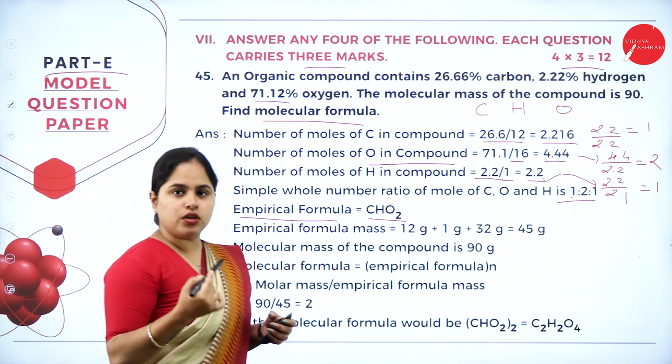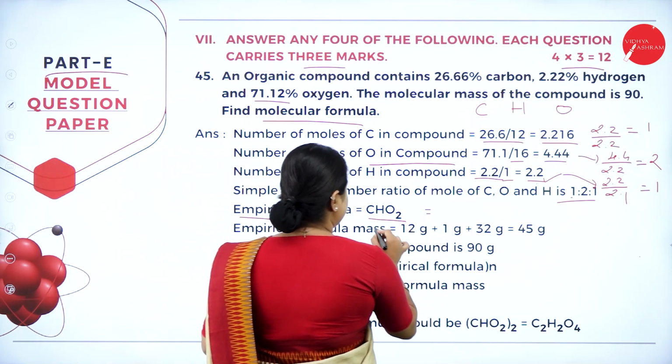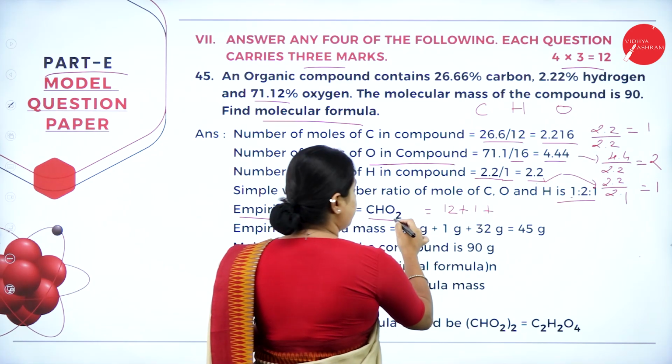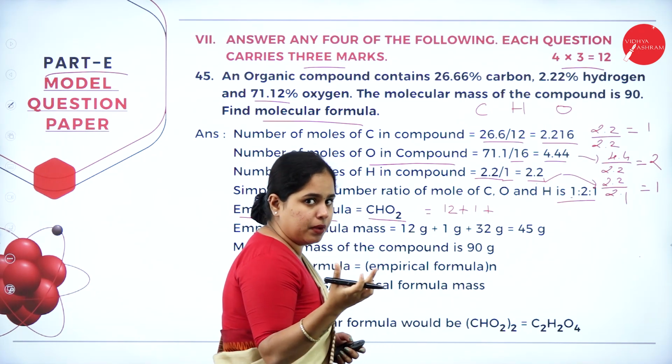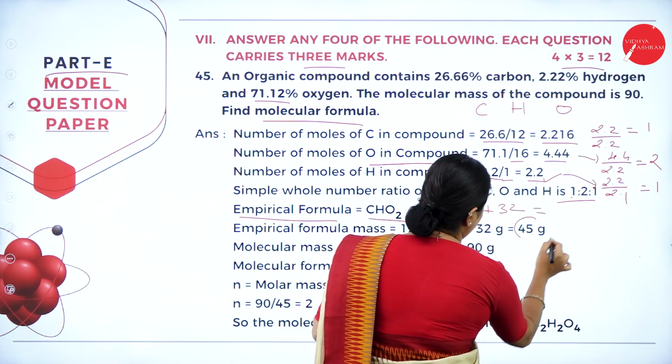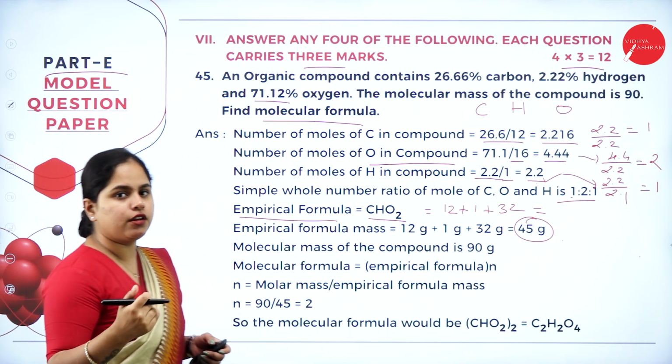Okay, so how do you calculate the empirical formula mass? For carbon, the atomic mass is 12. For hydrogen, it is 1. And for 1 oxygen, it is 16 atomic mass. So 2 oxygen, 16 into 2, will be 32, which will give you 45. So this is the empirical formula mass.